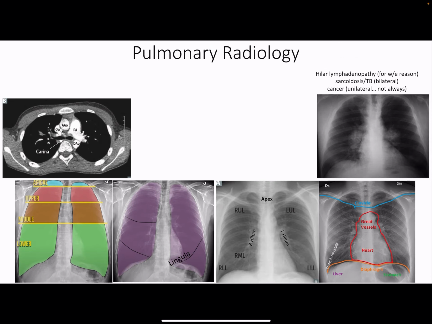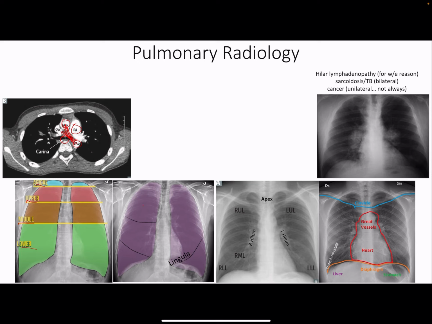If you're looking at a chest x-ray, so here we have the ascending aorta, here we have the descending aorta, the pulmonary artery, and then again, the carina is going to be kind of sandwiched in between the two of those. Sometimes if you're looking at a chest x-ray, they just say lower, middle, upper, apical. But you could also just superimpose what we just learned over here.